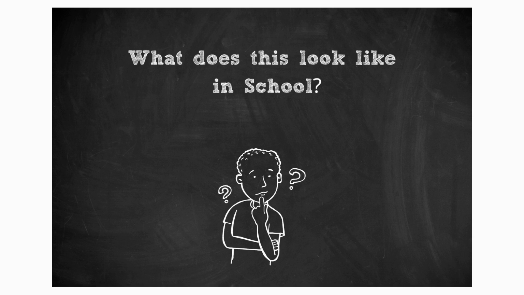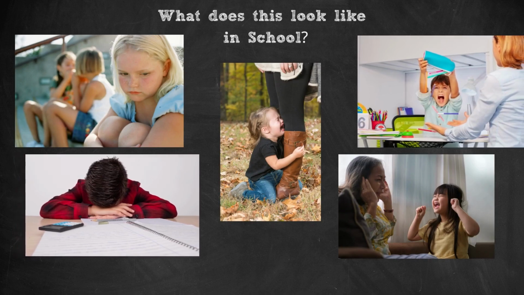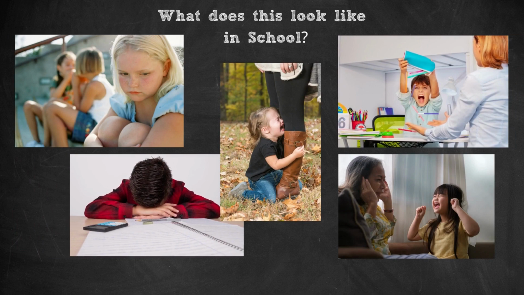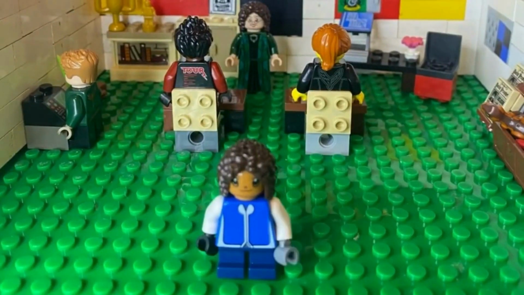So what does this look like in school? Social, emotional and behavioural difficulties can be displayed through many forms of behaviour and will vary greatly from child to child. Generally, the manifestations in behaviour fall into 2 categories, passive and active. First, let's explore an active response and possible strategies to support the need. Meet Sophie.